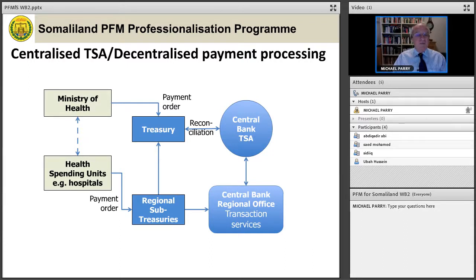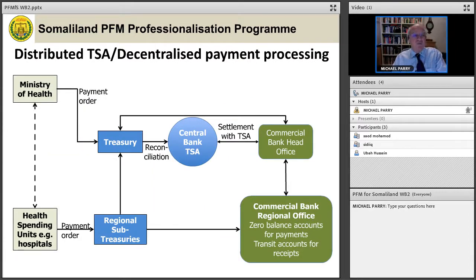In this example, the spending authorizations come either through the central treasury or the sub-treasuries. Payment orders go to those. Obviously, there's going to be a link from the regional treasuries to the main treasury, so you keep budgetary control. But the regional treasuries will then directly instruct the regional offices of the central bank to make the payments. So that's a decentralized payment processing system, but a centralized TSA.